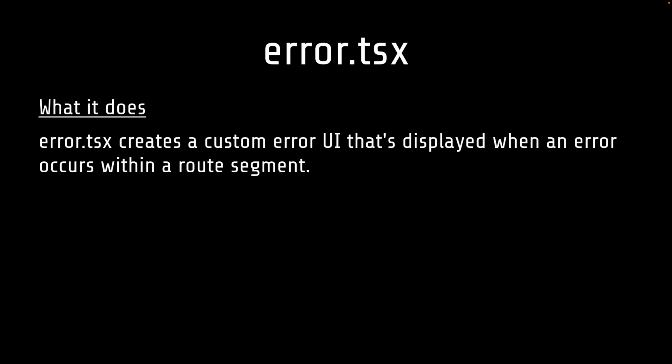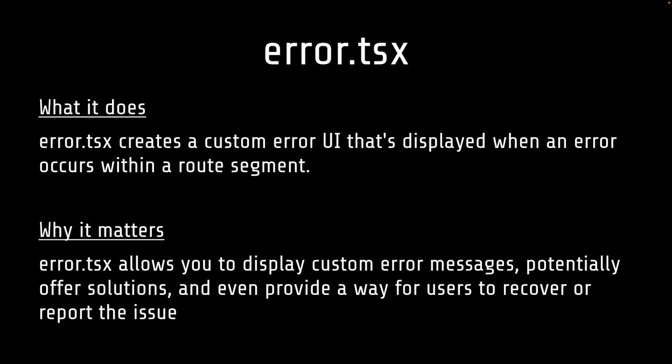Error.tsx creates a custom error UI that is displayed when an error occurs within a route segment. Error.tsx allows you to display custom error messages, potentially offer solutions, and even provide a way for users to recover or report the issue instead of showing a generic error page or crashing the entire app. This can significantly improve user experience and help maintain user trust when an error occurs.